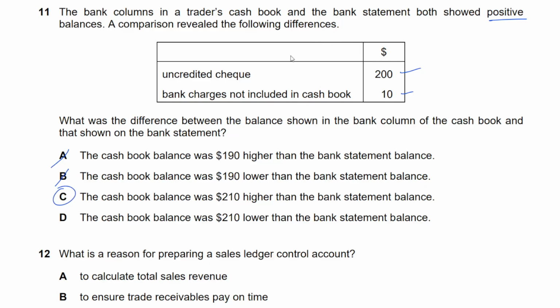So they are both positive, you know that. But uncredited checks are supposed to be added to your bank statement. In this case, apparently your bank statement is missing this, and your cash book has an extra 10 in it. It was supposed to be subtracted. So the total difference is 210. Our cash book has an extra 10, which was supposed to be subtracted but was never subtracted, and our bank statement actually has a lower 200. So if you notice, the difference here is 210. That's the gap. Let's move on.